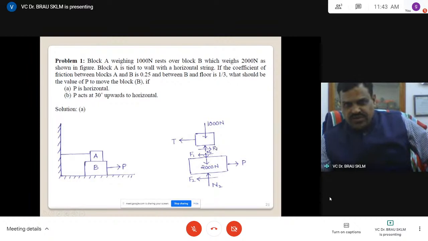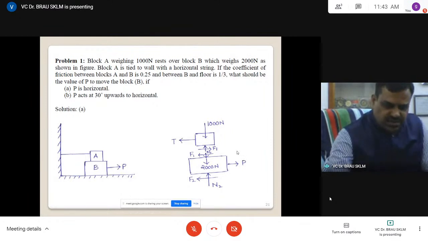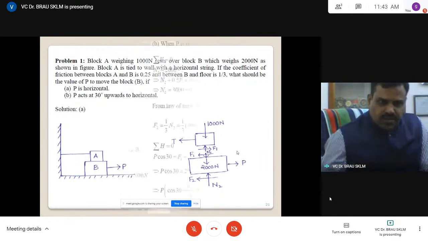F1 is mu times N1. By this time, we have already done the calculation of this. We know this quantity. N1 is known to you. Only the unknowns are P and N2, because F2 is also mu times N2. Mu is given as 1 by 3, that is 0.33. That is the reason why N2 is one unknown and P is another unknown. Two unknowns. Now, sum of the forces in horizontal is 0, sum of the forces in vertical is 0.